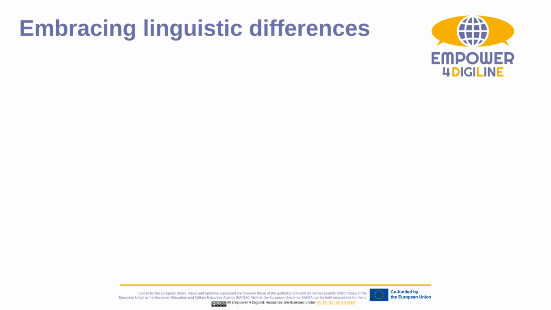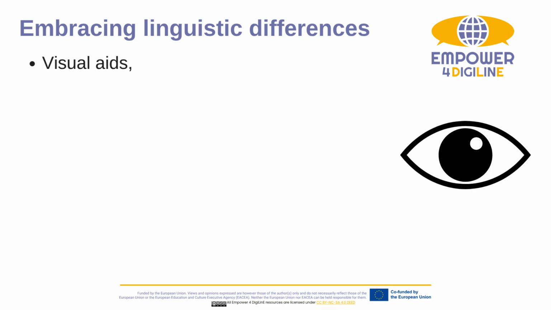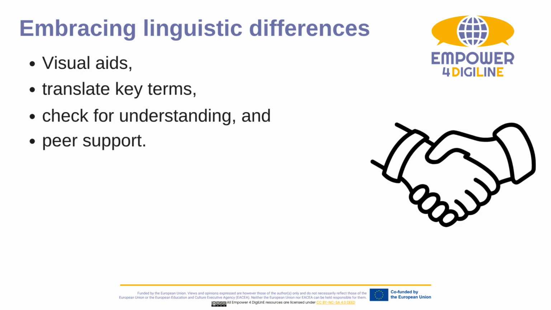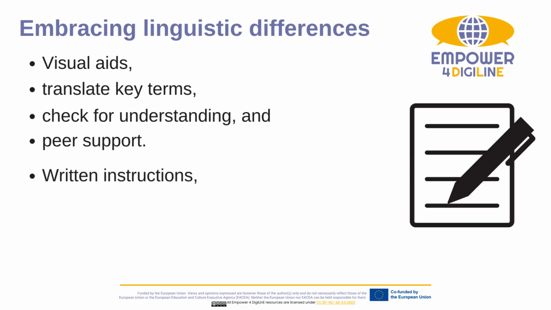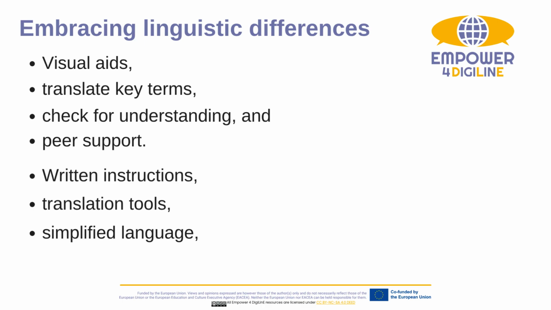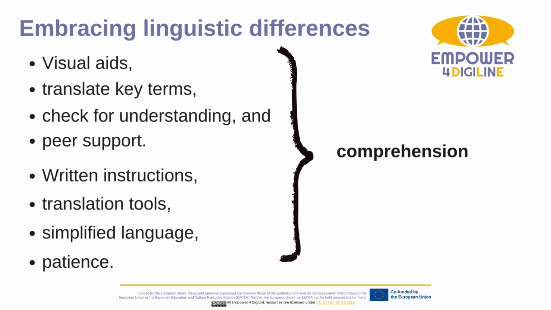To address this, you could use visual aids, translate key terms, check for understanding regularly, and encourage peer support. Written instructions, encouraging the use of translation tools for those who can't use a local language, simplified language, and patience go a long way in supporting comprehension.